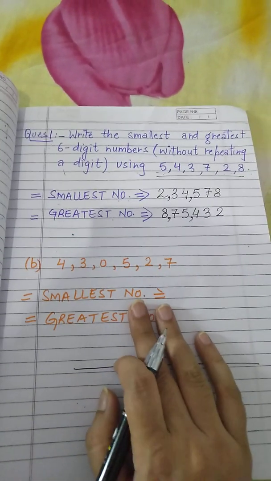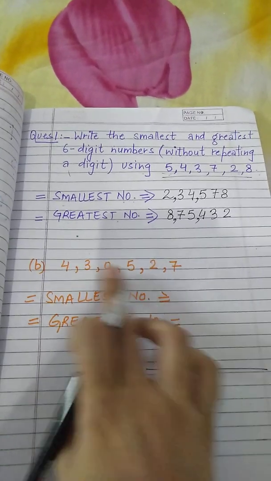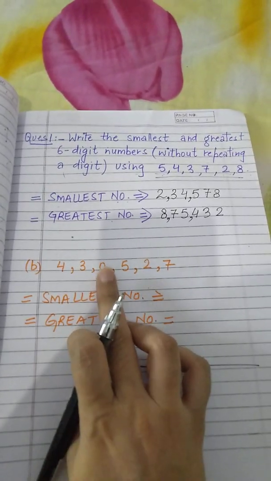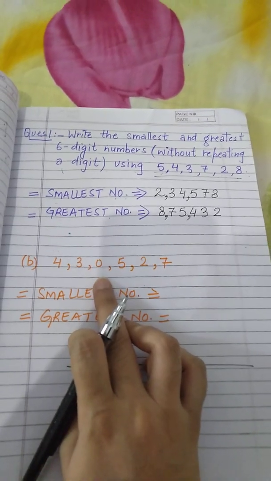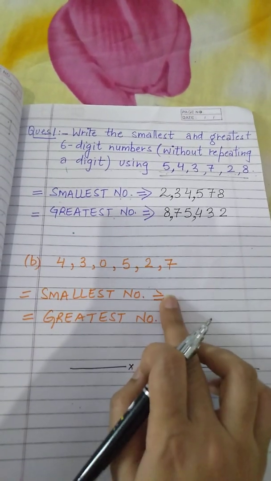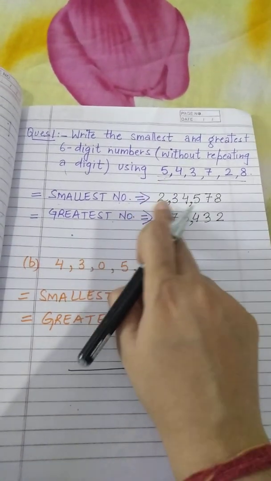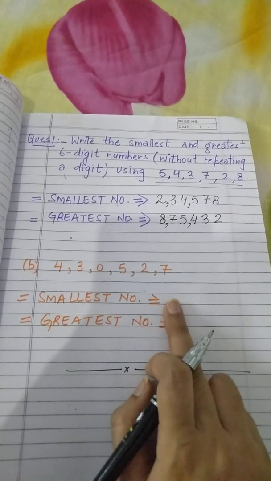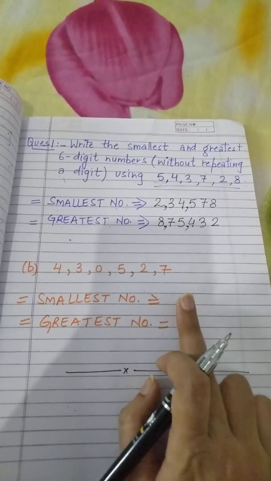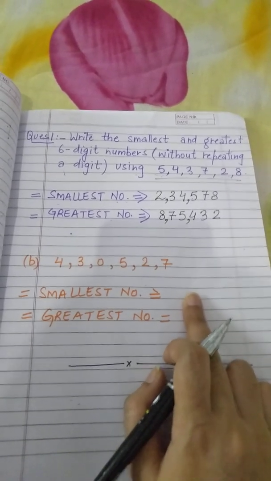Now one thing which you have to keep in mind is that if there is 0 in the given set of digits, then never ever put 0 on the extreme left. Extreme left means this side is the extreme left. Never put 0 at the extreme left, just put it in the second place from the left.